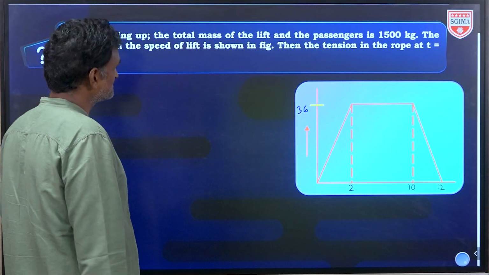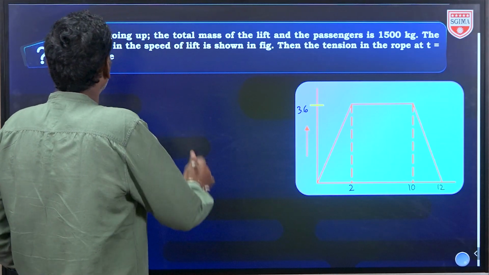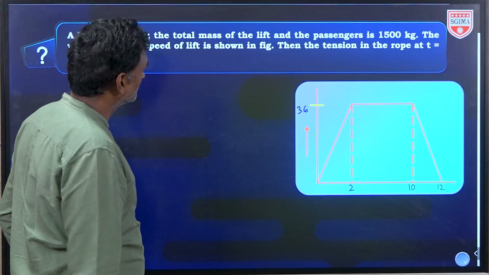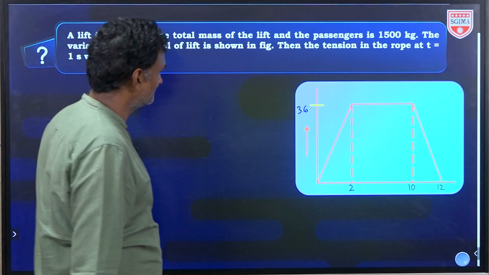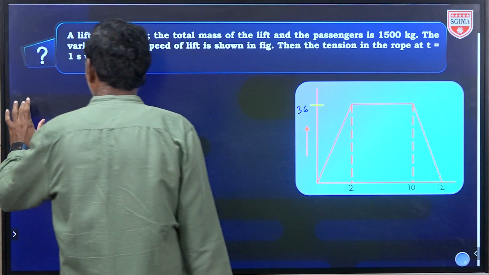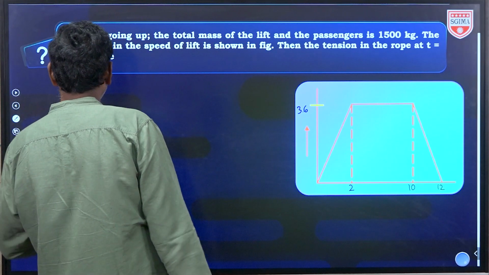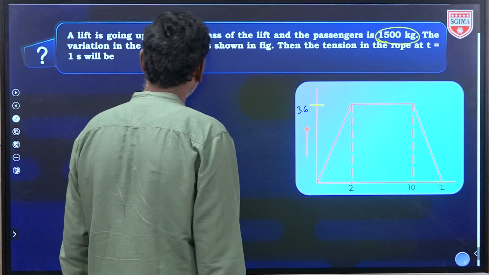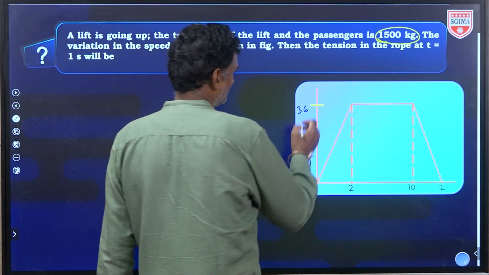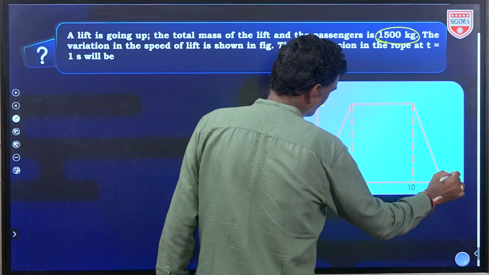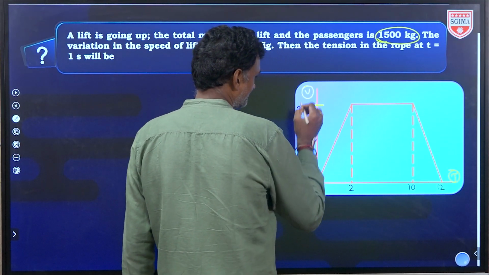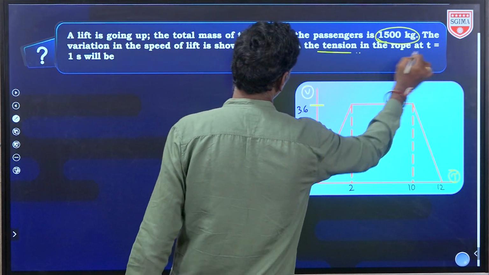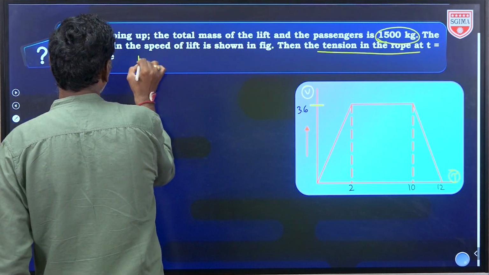Let us see the next question. A lift is going upward. The total mass of the lift and passengers is 1500 kg. The variation in the speed of the lift is shown; the speed changes with respect to time as given in the graph, with time in seconds and velocity in meters per second. Now they are asking the tension in the rope at t equal to 1 second.